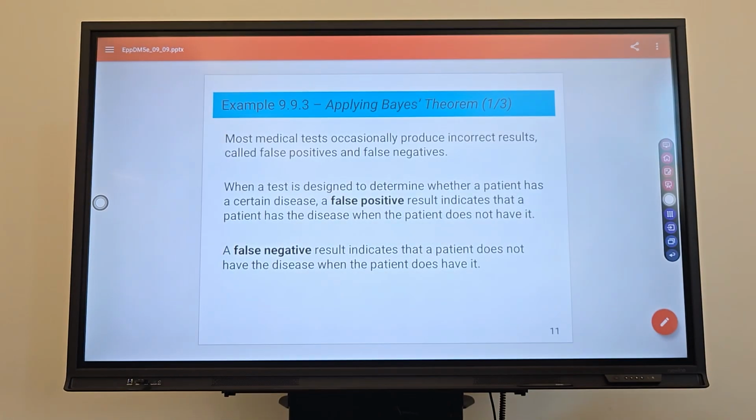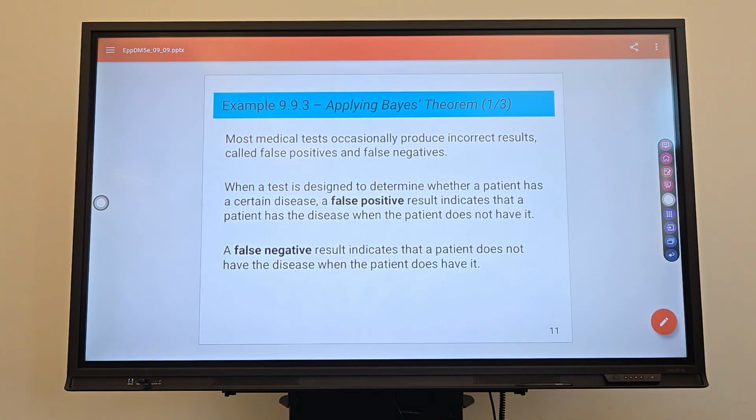So, applying this, most medical tests occasionally produce incorrect results, called false positives and false negatives. When a test is designed to determine whether a patient has a certain disease, a false positive result indicates that a patient has the disease when the patient in fact does not have the disease. A false negative indicates that a patient does not have the disease when in fact they do.